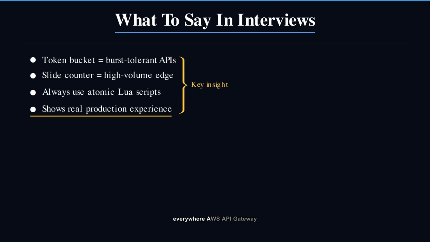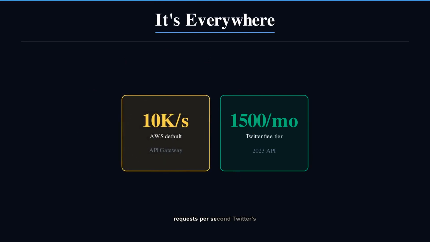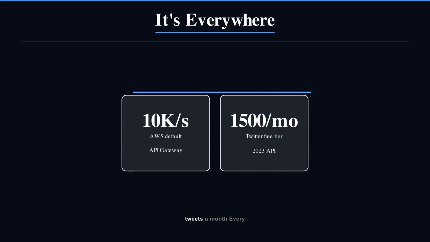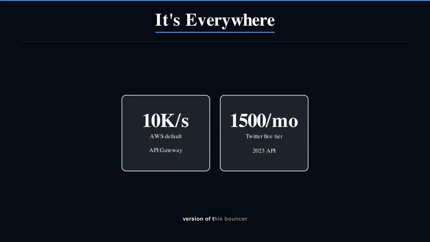Zoom out and you'll see this everywhere. AWS API Gateway defaults to 10,000 requests per second. Twitter's free API tier now allows just 1,500 tweets a month. Every major platform you've ever used is running some version of this bouncer at its front door right now.